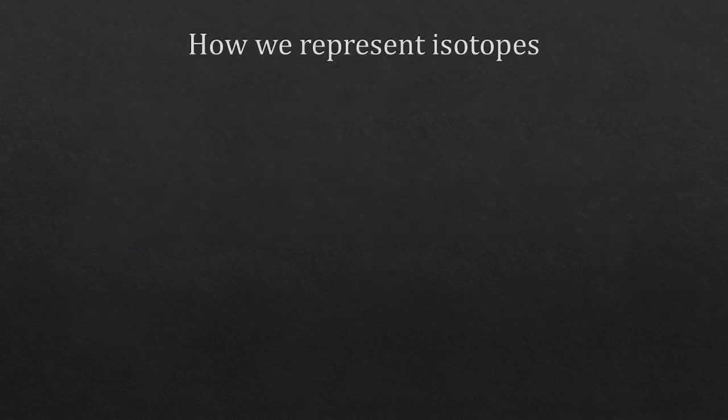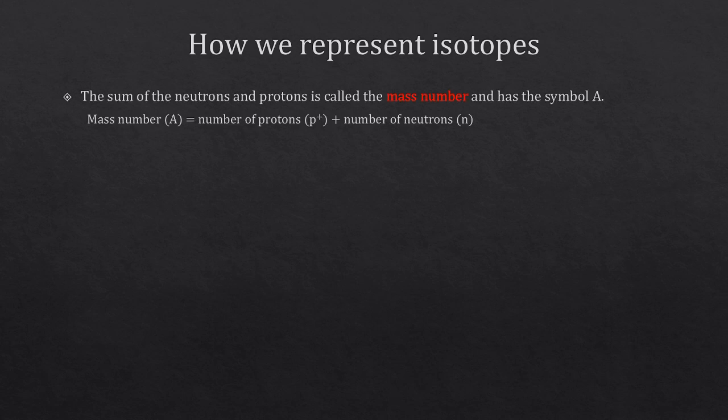So how do we represent these isotopes if we want to talk about atoms that are both neon but they have different numbers of neutrons? How are we going to write that to tell other people? So we need something called the mass number. This is given the symbol A, and it's just equal to the number of protons plus the number of neutrons.